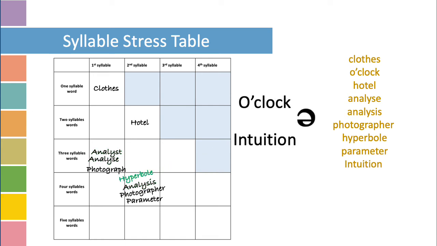A clock starts with a schwa. Remember that schwa is never stressed. Imagine never being stressed. That's a schwa for you. Intuition has 4 syllables and the ish is stressed.